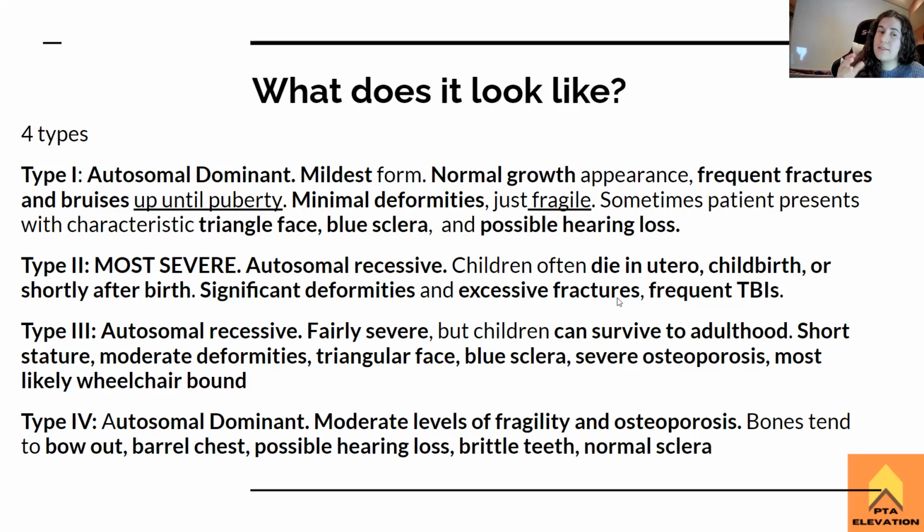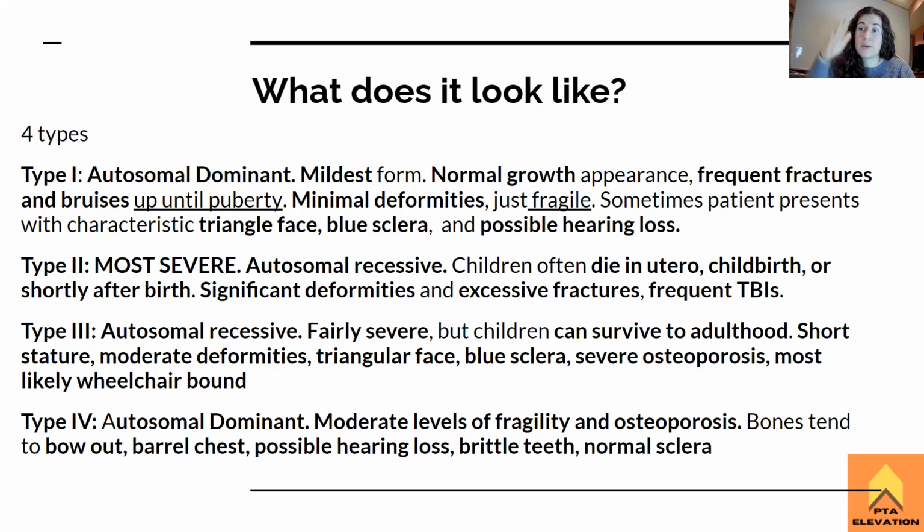And the type 4 is essentially between type 1 and type 3. It's like moderate levels of fragility and osteoporosis. It's an autosomal dominant inheritance. The bones will tend to bow out. And this is with many of the other different types of osteogenesis imperfecta. They'll have that barrel chest. And this barrel chest is where it just looks like they're a cylinder. It's like their chest is just really wide and short. So that's kind of what it looks like. The opposite of a can, like a squished can, like a tuna can.